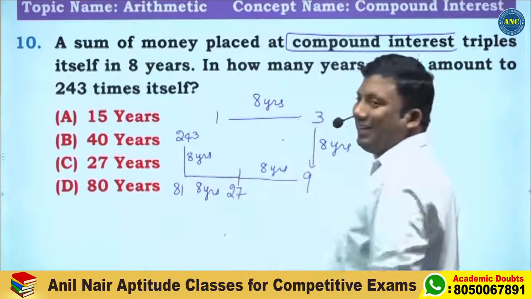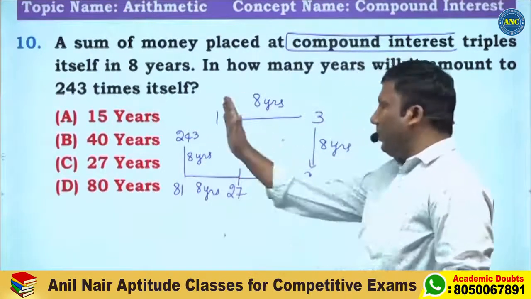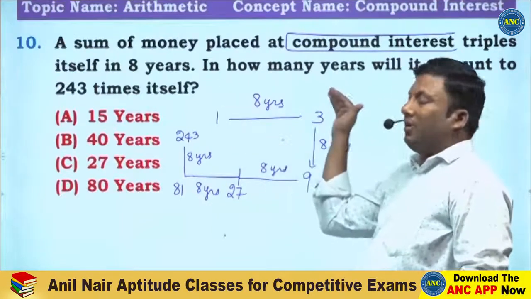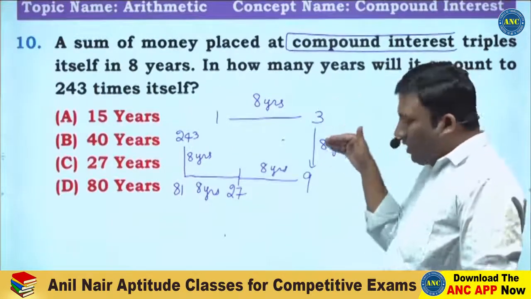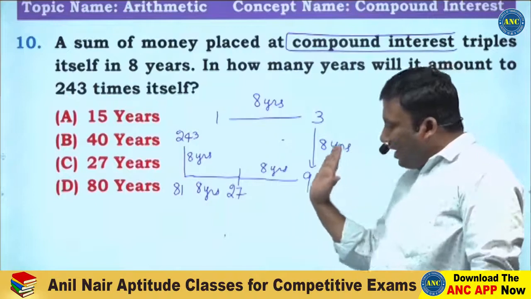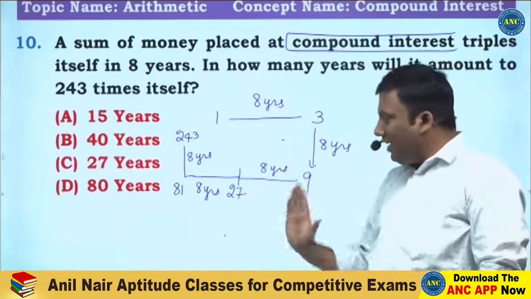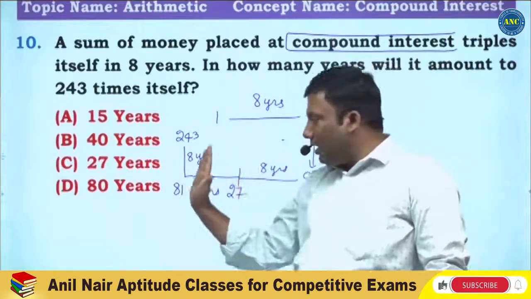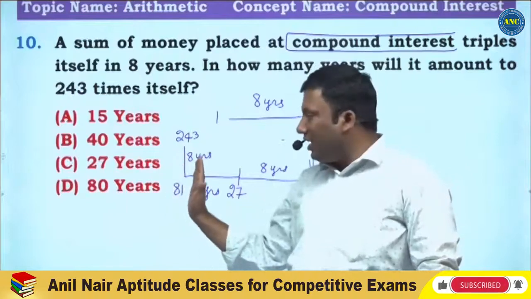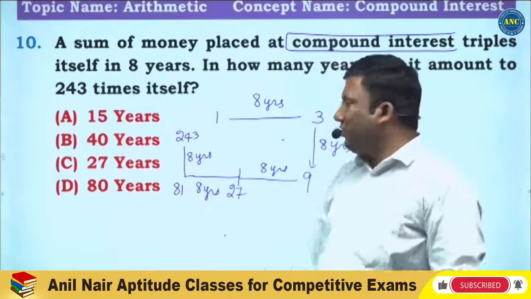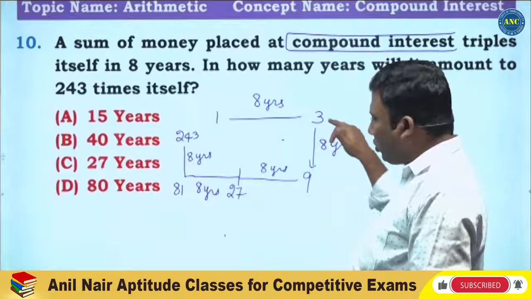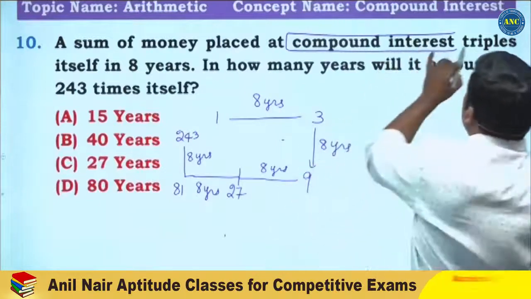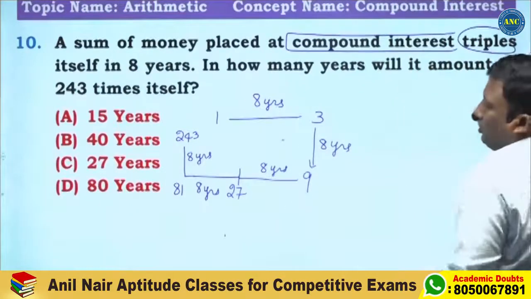For every 8 years, the sum is becoming triple. Triple means 1 is becoming 3 in 8 years. 3 is becoming 9 in 8 years. 9 is becoming 27 in 8 years. 27 is becoming 81 in 8 years. 81 is becoming 243. Everywhere it is into 3. Tripling it is. The keyword is it is into 3.